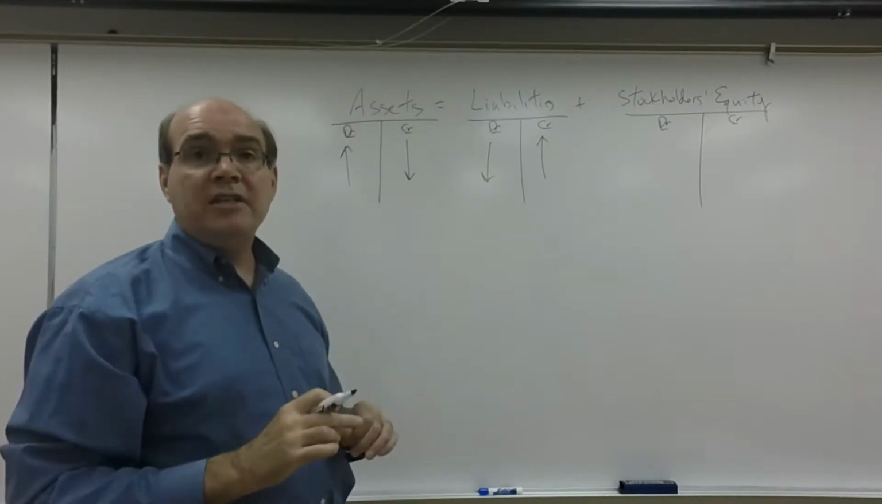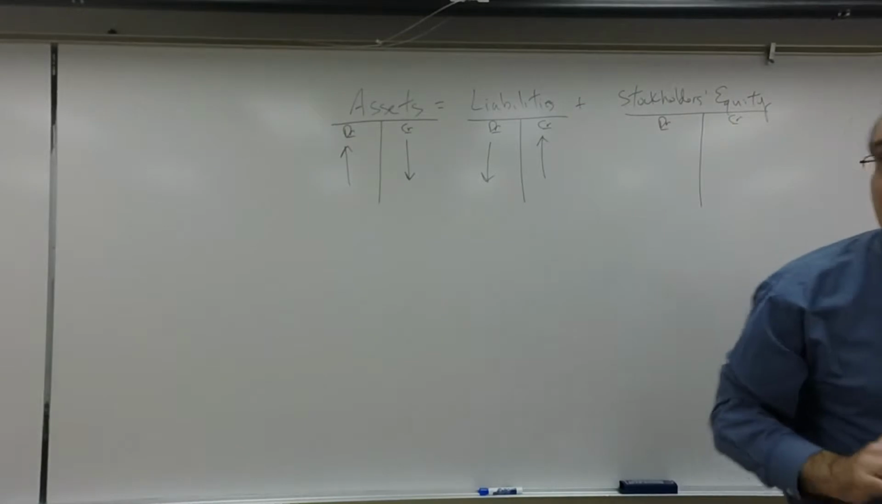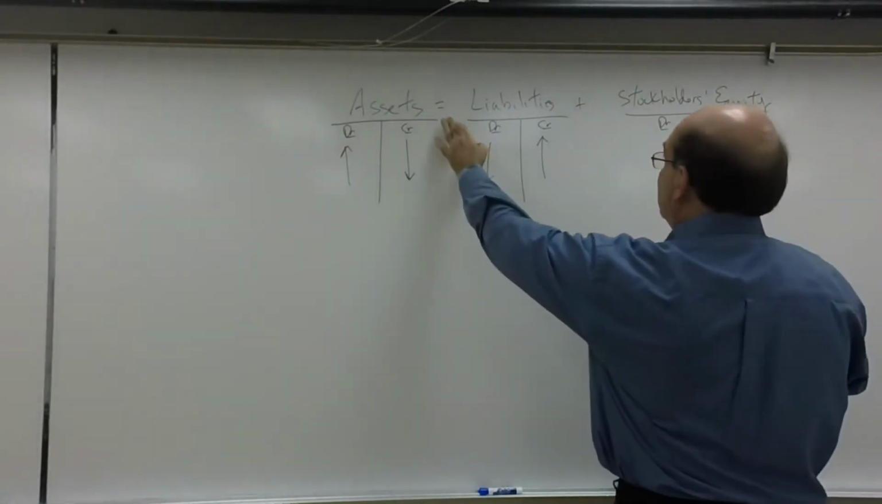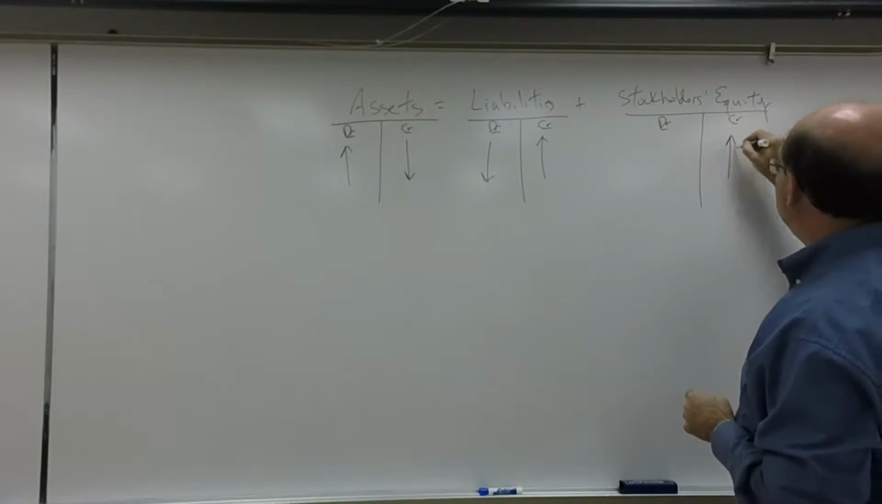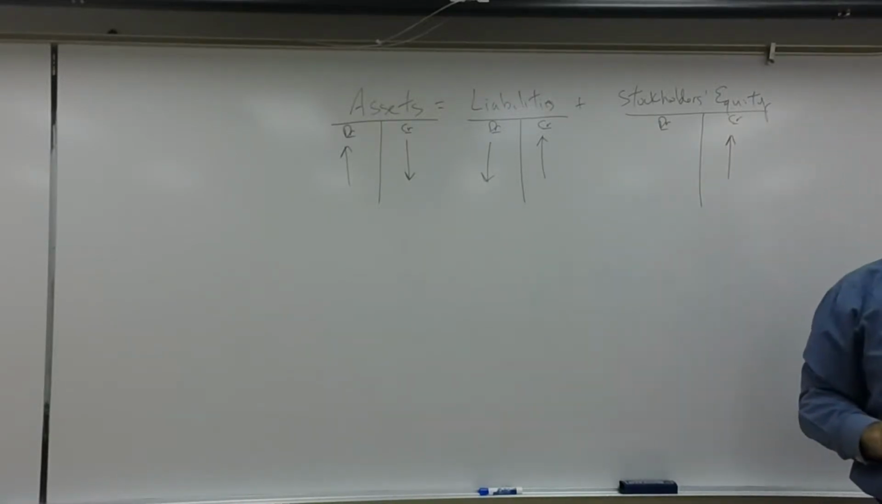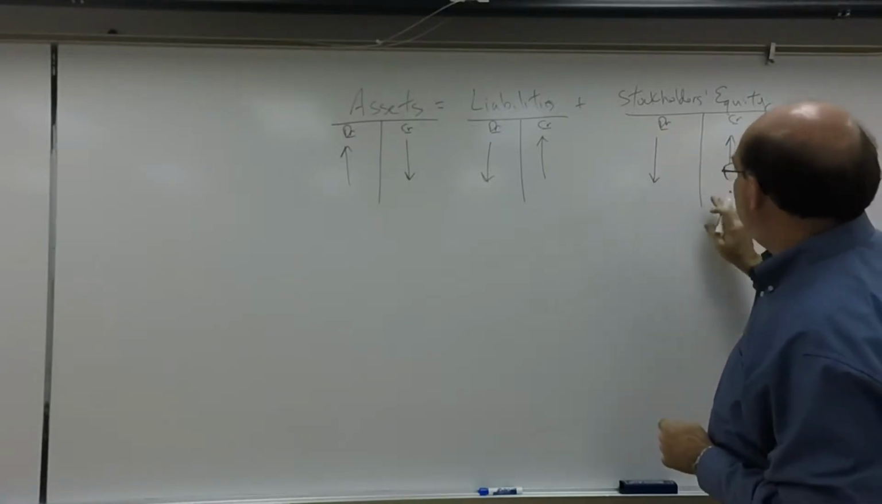We're going to walk through some transactions. Maybe it'll make it a little easier. Stockholders' equity is the same way. It's on the other side of the equation, right? It's on the other side of the equal sign from assets. So anything that's going to increase stockholders' equity is going to be a credit. Anything that's going to decrease stockholders' equity is going to be a debit.